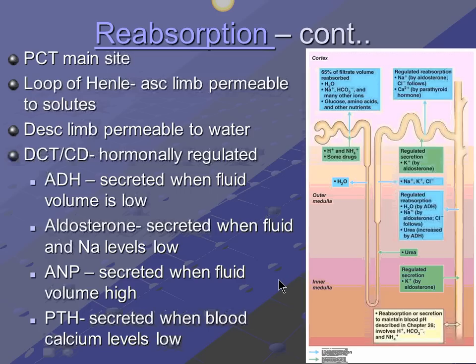Let's look a little bit more at reabsorption. The main site of reabsorption is the proximal convoluted tubule. The distal convoluted tubule also reabsorbs substances, but at that point it is hormonally regulated, as I said. The loops of Henle. If you start from here, this is called the descending limb of the loop of Henle, and this is called the ascending limb of the loop of Henle.